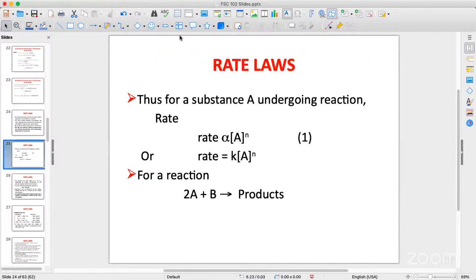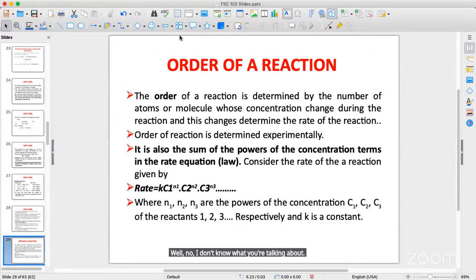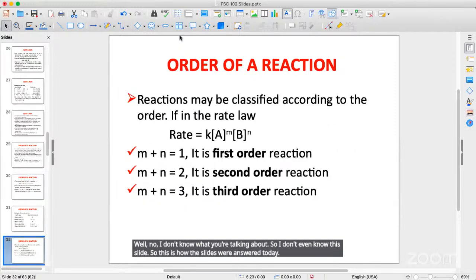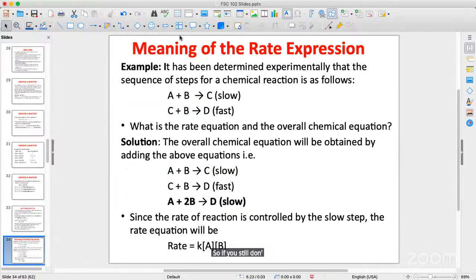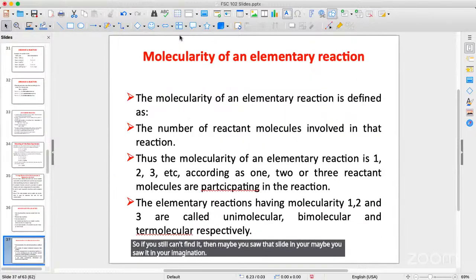Well, no, I don't know what you're talking about. I don't even know the slide. These are all the slides we ran through today. If you still can't find it, then maybe you saw that slide in your imagination, because I already ran through all the slides.